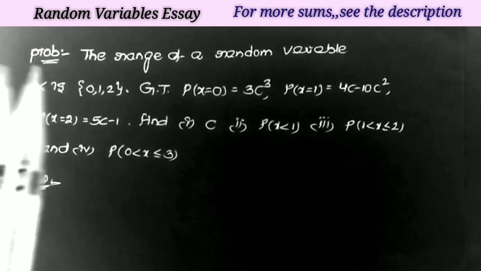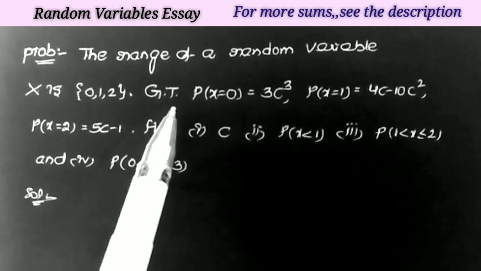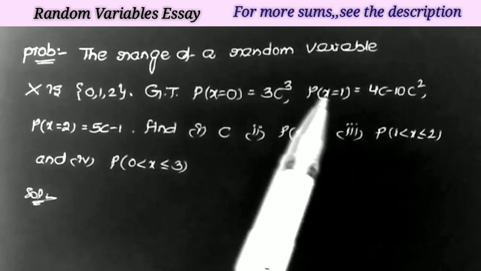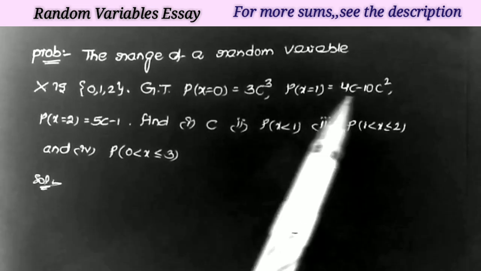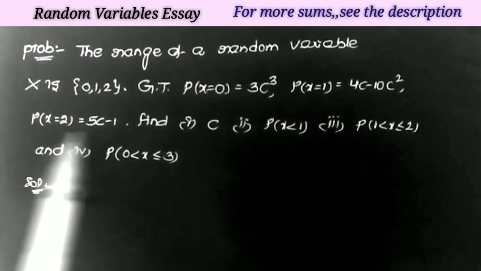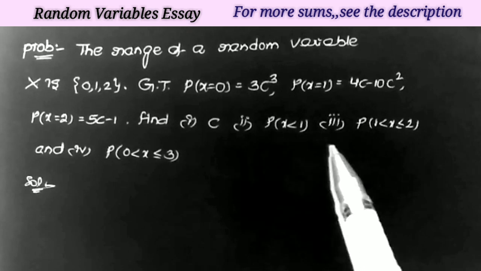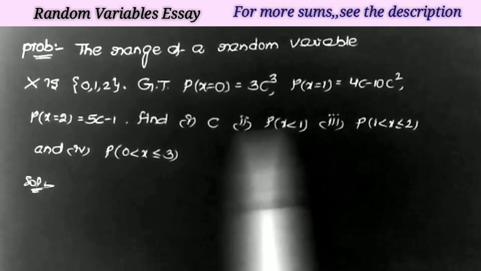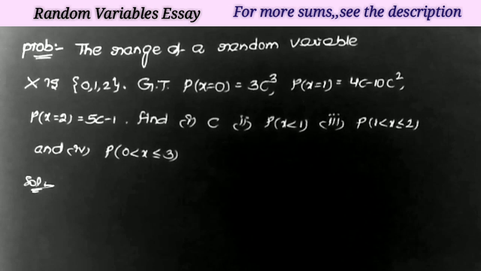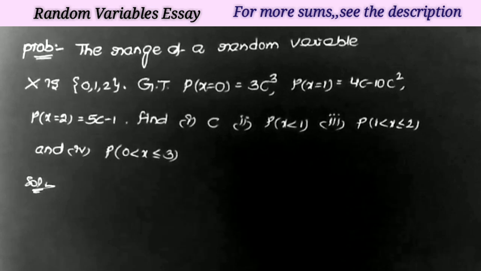So here the question is: the range of your random variable x is 0, 1, 2 and given that P of x equal to 0 is equal to 3c cube, P of x equal to 1 is equal to 4c minus 10c square, P of x equal to 2 is equal to 5c minus 1. Then find the c value, P of x less than 1, P of 1 less than x less than or equals to 2 and P of 0 less than x less than or equals to 3. We have to find these 4 values. This is the given data.